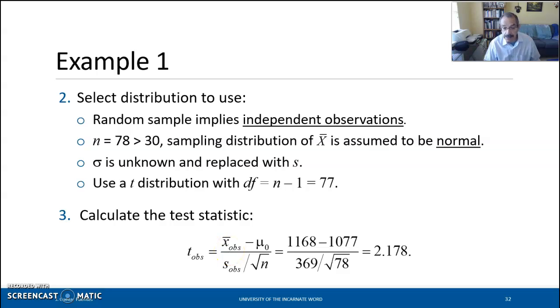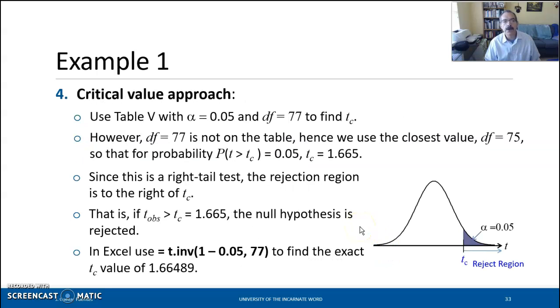Since we decided to use the t-distribution, we're going to use the t test statistic. To calculate that statistic, we use the sample mean, which is 1,168, and we subtract the population mean under the null hypothesis, which is 1,077. We divide that difference by the sample standard deviation divided by the square root of the sample size, which is 78. When you carry out this operation, you see that the calculated value of the test statistic is 2.178. Now we move on to the next step, which is setting the stage for making a decision.